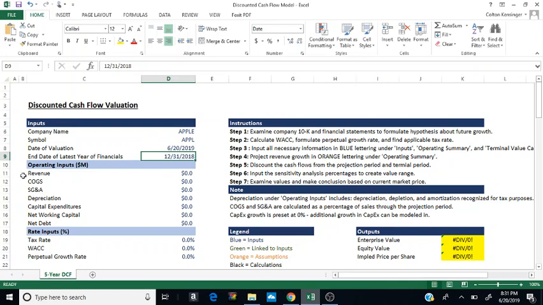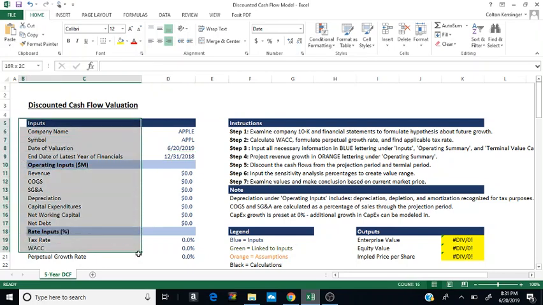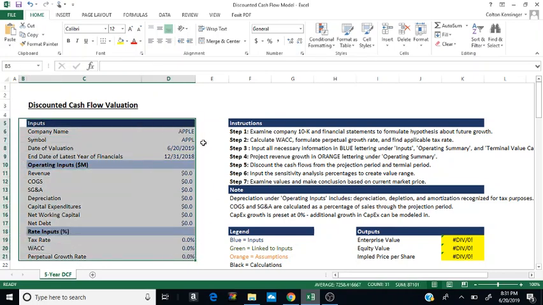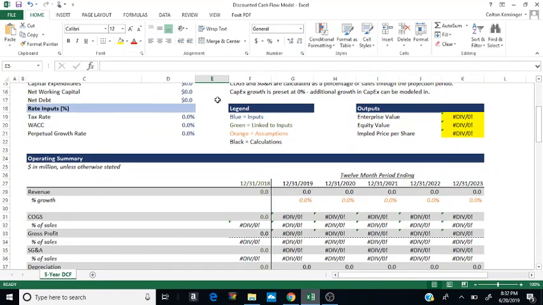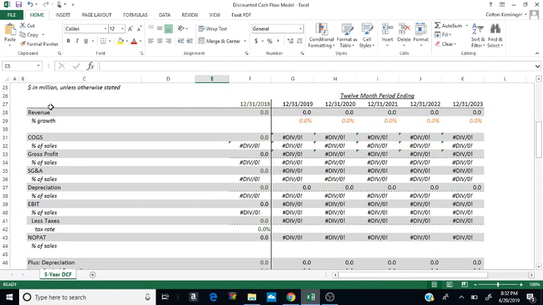As you can see, this right here is going to be our input section. So this is where we're going to pull all the information from the 10K and put it in here. And then over here, this is going to be our outputs. So I highlighted that in yellow just to help it stand out. There's also some instructions which are a little hard to decipher if you're not familiar with a discounted cash flow analysis. And then working our way down, this is just the operating summary.